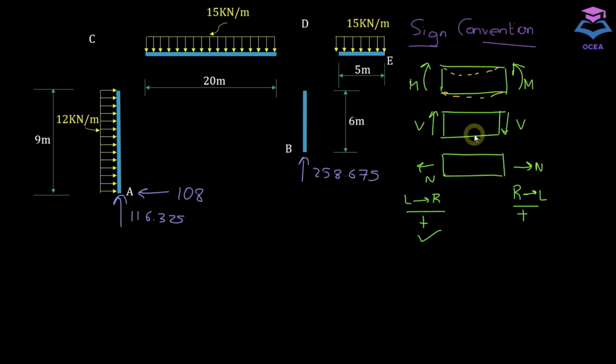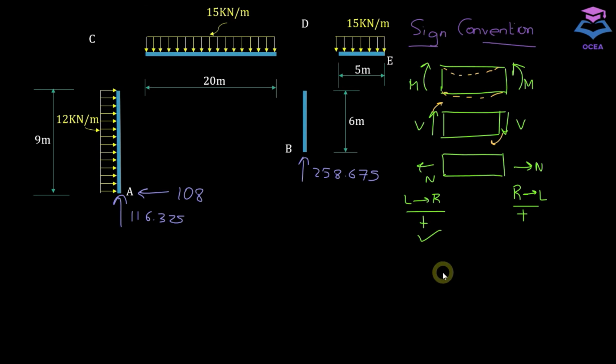If the shear force is produced in such a way that it produces a clockwise rotation effect on the structural element, then this shear force will be positive. For the left hand side, upward force will be positive, and for the right hand side, downward shear force will be positive. For normal force, if it comes out of the section, then it's going to be positive. For the left hand side, if it goes to the left, it's taken as positive. For the right hand side, if it goes to the right, it's taken as positive.